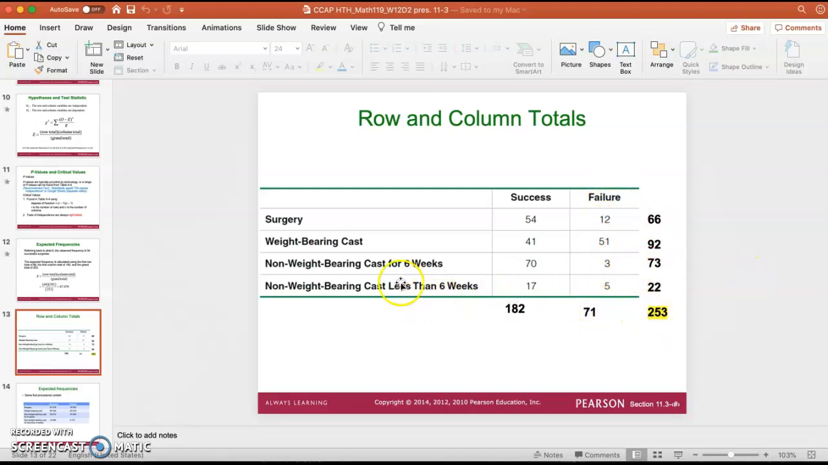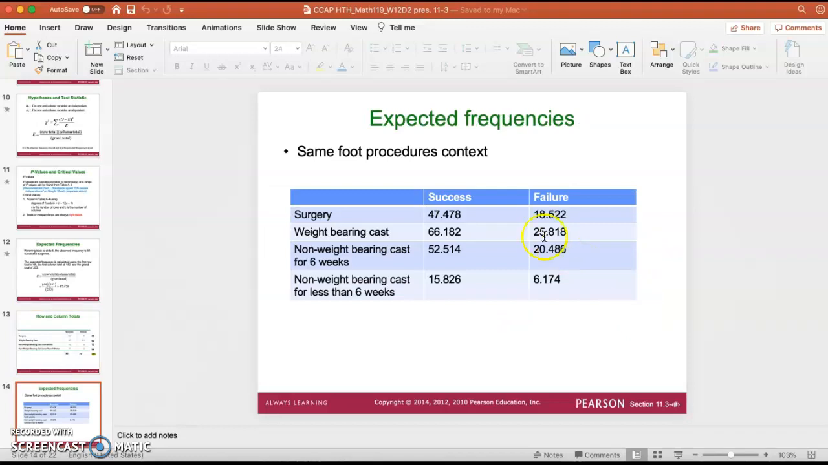So for example, the expected frequency here for success and non-weight bearing cast for 6 weeks, just do 182 times 73, all divided by 253. And I should end up with all those expected frequencies.